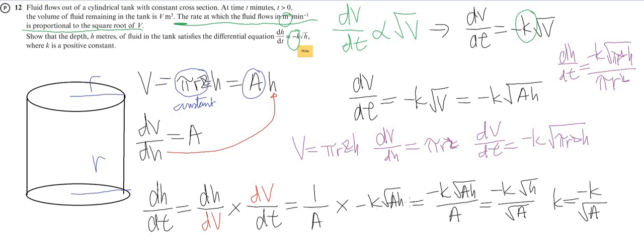So it works exactly the same way. The key thing is that pi r squared is a constant. We can rename it if it's easier to work with, but it's just a constant. So the answer is that dH by dt is equal to something times the square root of H, which was the question in the beginning. I hope that's a bit clearer. If not, let me know.